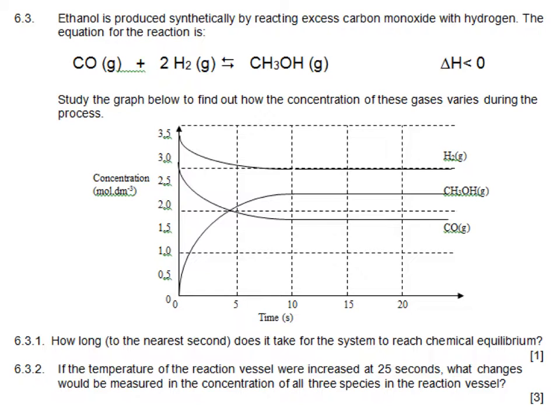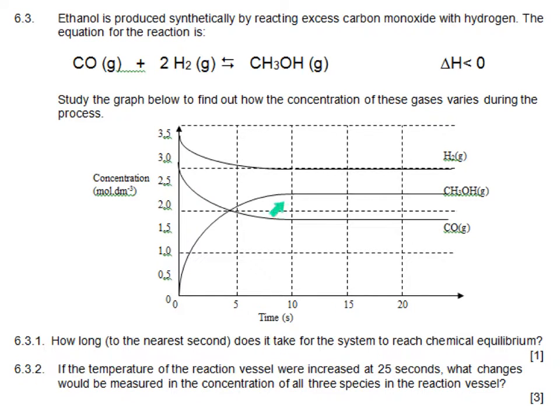Ethanol is produced synthetically by reacting excess carbon monoxide with hydrogen. The equation for the reaction is given. Study the graph below and find out how the concentration of these gases varies during the process. And what can we see? We can see hydrogen's decreasing, carbon monoxide is decreasing, so we're using those up and we're making more and more methanol. How long to the nearest second does it take the system to reach chemical equilibrium?